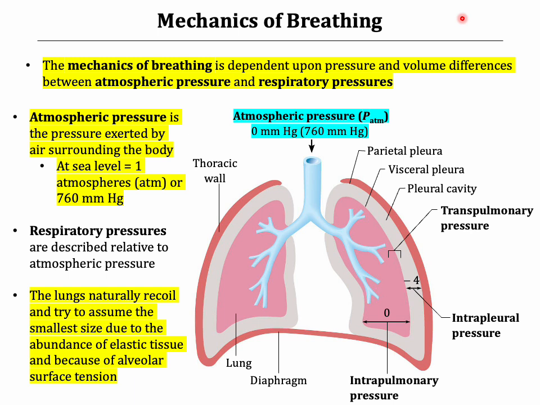So now we're going to talk about the mechanics of breathing. And this is really dependent upon pressure and volume differences between atmospheric pressure and respiratory pressures. So atmospheric pressure is the pressure exerted on us by air in our atmosphere. The air that's surrounding us right now has different gases, and it exerts a certain amount of pressure. And that pressure varies depending upon where we're found. So if we're right at sea level, standing right next to the ocean, that's 1 atmosphere of pressure, or about 760 millimeters of mercury.